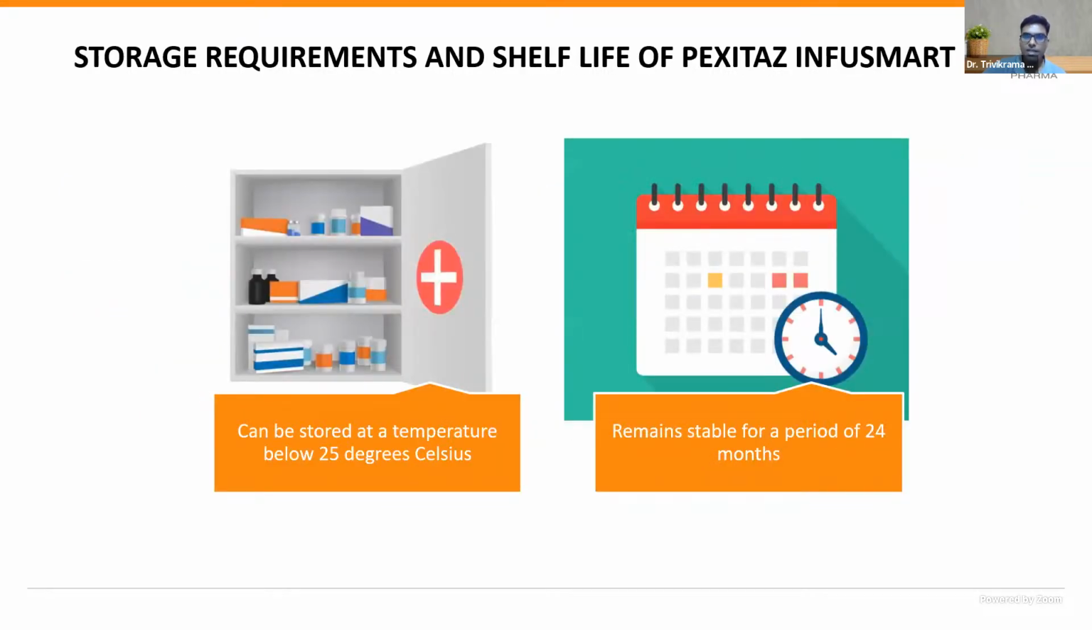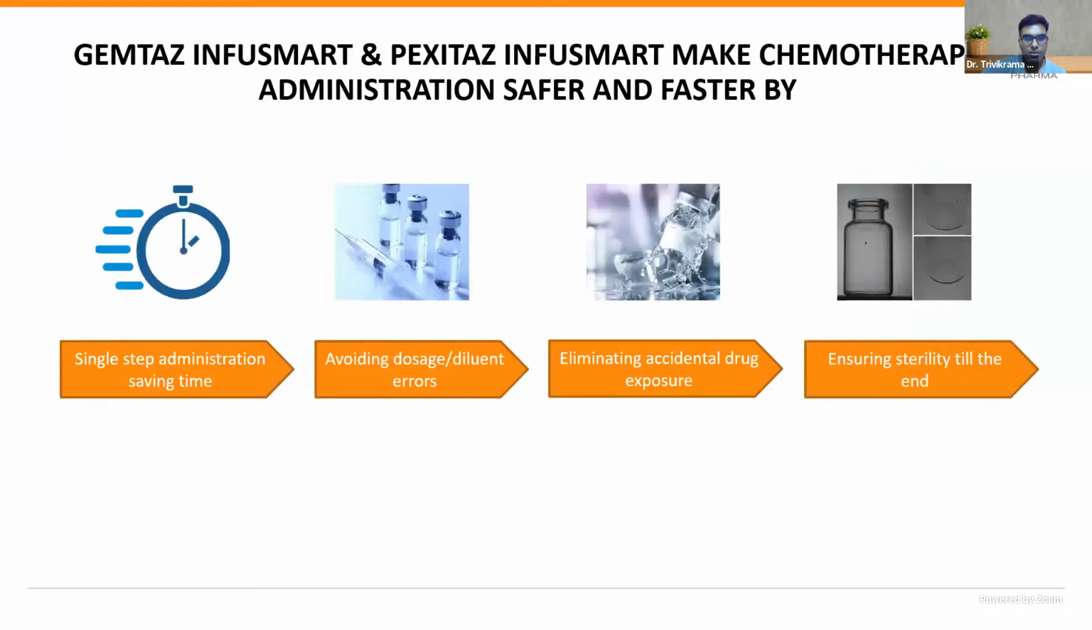The storage requirement and shelf life is that they can be stored at a temperature below 25 degrees Celsius, and they remain stable for almost 24 months, that is 2 years, at this temperature. The administration is single step, saving time. We just open and connect the tubing to the patient. It helps in avoiding dosage and diluent errors, also eliminating accidental drug exposure to the mixing staff, and it ensures sterility is maintained till the end of infusion.